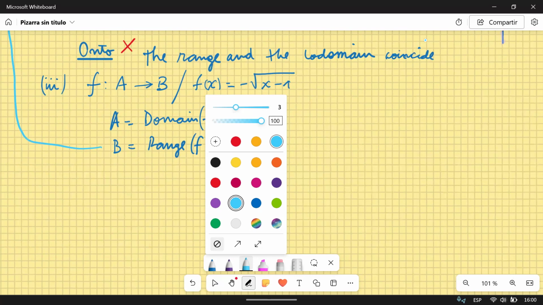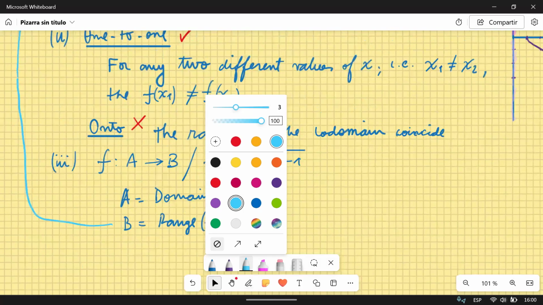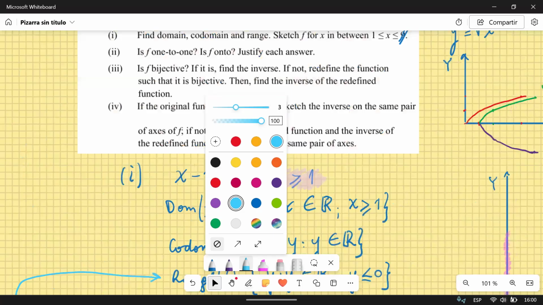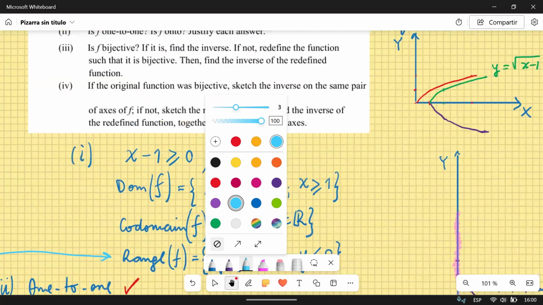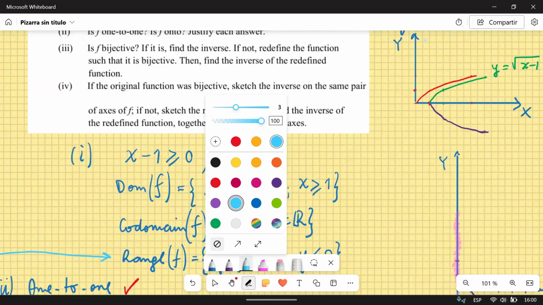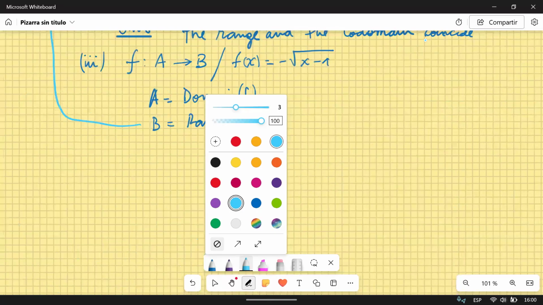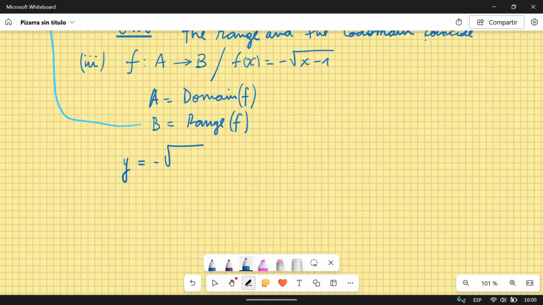Well, now how to find the inverse of the function? To find the inverse, I think that we are in 4. It says, no, we are still in 3. Find the inverse of the redefined function. So to find the inverse of the redefined function, I will write y equals negative root of x minus 1, and I will make x the subject. First, squaring both sides, like this.